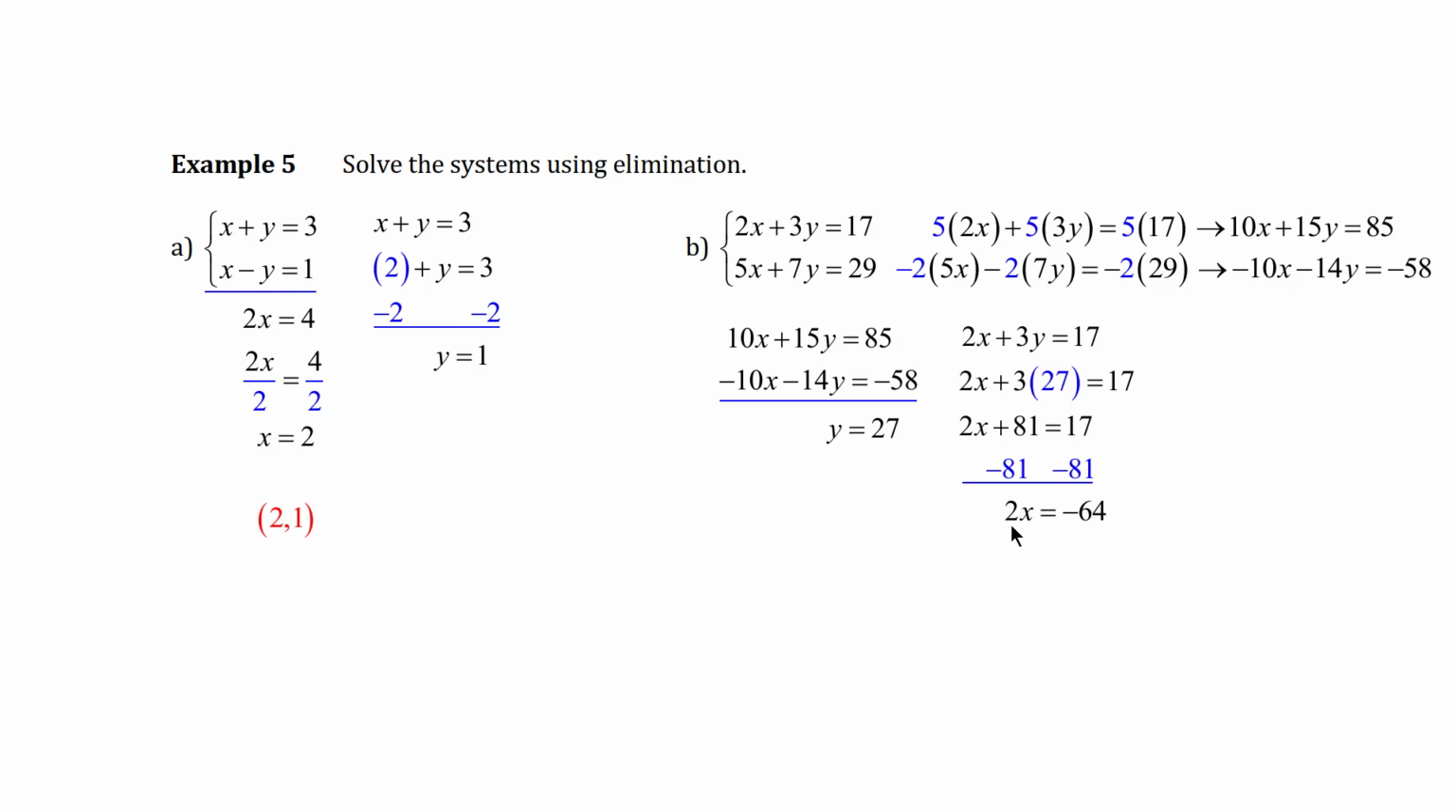Next, we need to get rid of the 2 by dividing both sides by 2. We get 2x divided by 2 equals negative 64 divided by 2. Simplifying the left-hand side, 2x divided by 2 is x, and on the right-hand side, negative 64 divided by 2 is negative 32. The result is x equals negative 32. The final step is writing our answer as an ordered pair. I have parentheses, negative 32, comma 27, close parentheses.